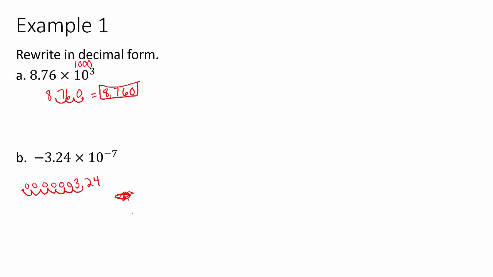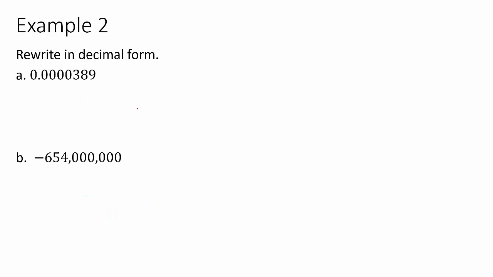So what am I writing? Negative 0.000000324 is my answer. This should say rewrite in scientific notation because it's already in decimal form. I just did not change the instructions.